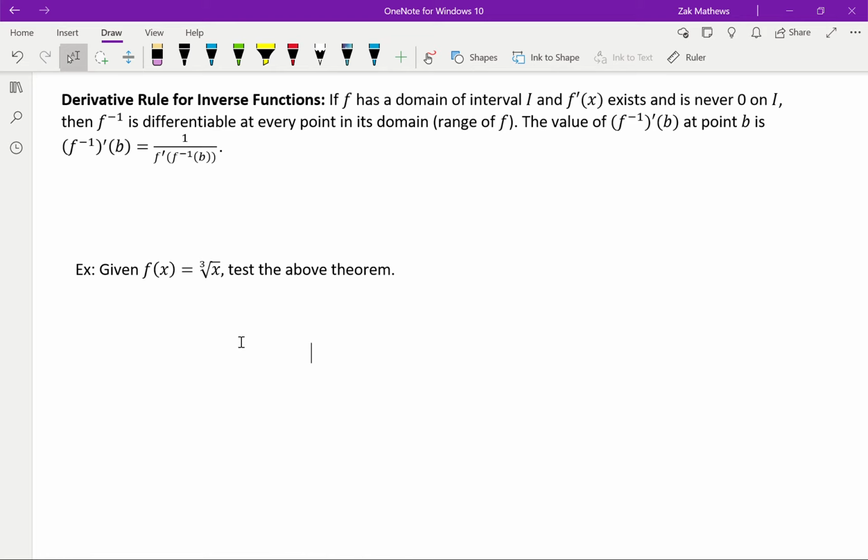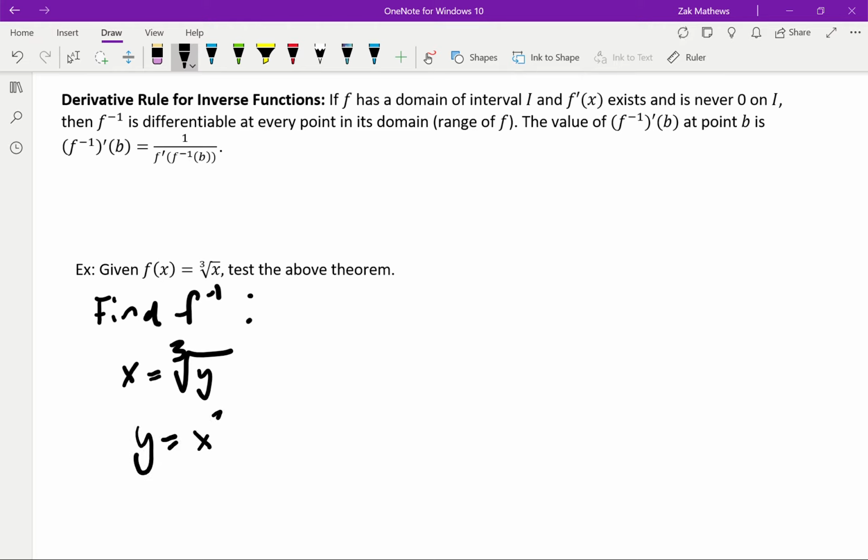And once we have the inverse, we'll be able to directly calculate its derivative. So let's do this one the old-fashioned way without this new theorem. Let's start by finding f inverse. To do this, remember we switch our x's and y's, and then we solve for the new y. So I'd have to cube both sides, and I'd get y is equal to x cubed. And so this would be the inverse of our function f of x. F inverse of x is x cubed.